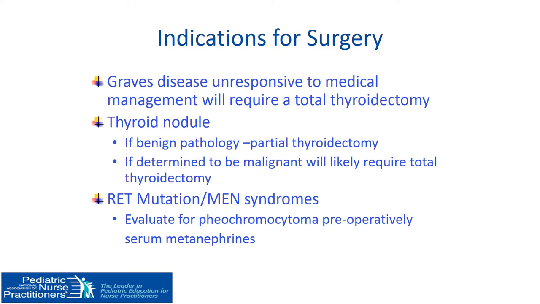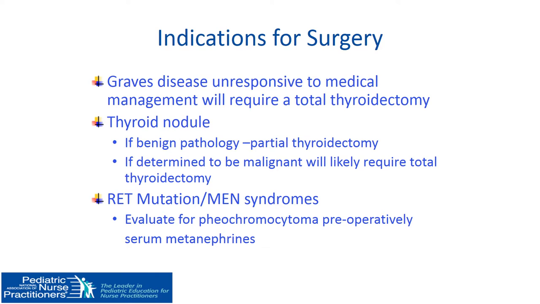So, indications for surgery. Like we discussed before, Graves' disease, if it's unresponsive to medical treatment, will require a total thyroidectomy. Thyroid nodules, if it's benign pathology and it's small, less than 2 centimeters, we can do a partial thyroidectomy, take out half of it. If it's determined to be malignant, then that will likely require a total thyroidectomy.